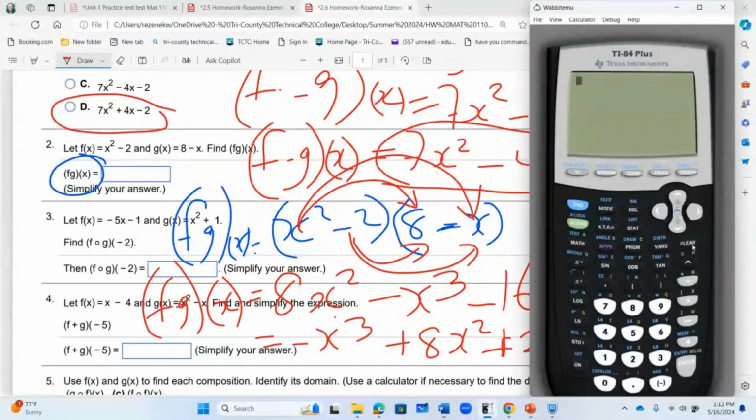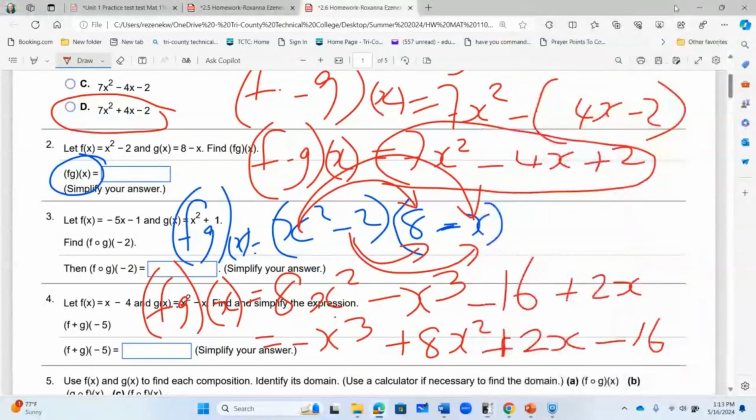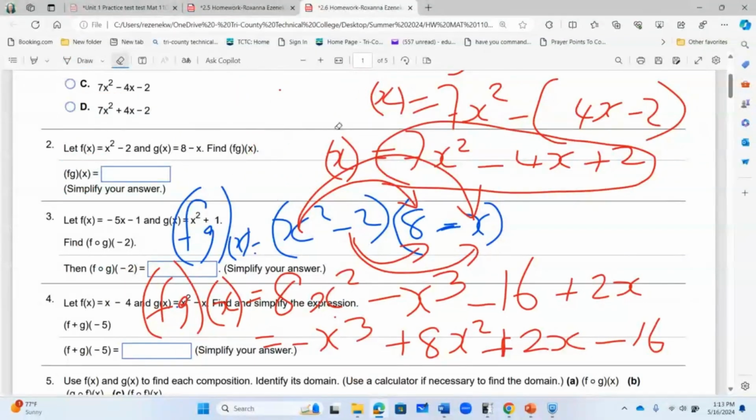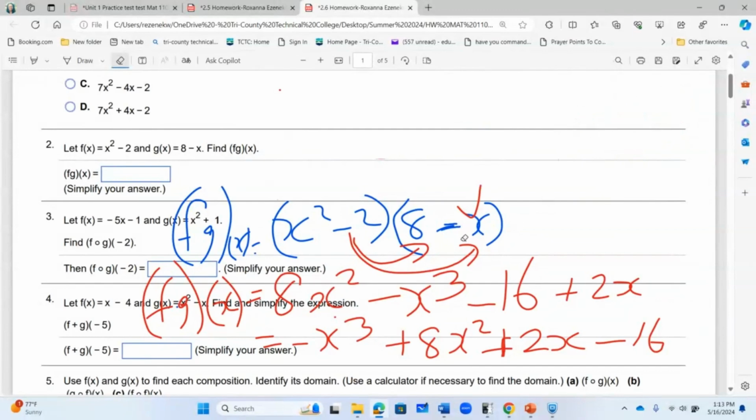Seems like number 3 is the easy part. So let's go to number 3. That is called a composition of function. F composed of G, substitute minus 2. Then we're going to do it by hand and then do it by calculator. We'll go do it by hand first. That way we actually know what we are doing.